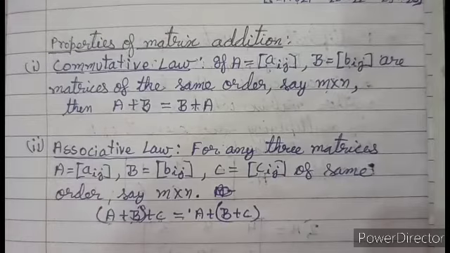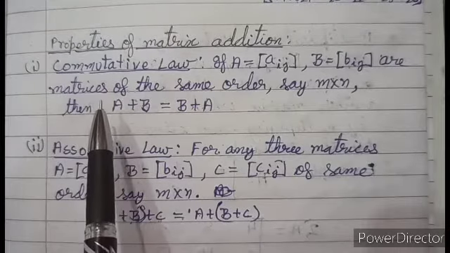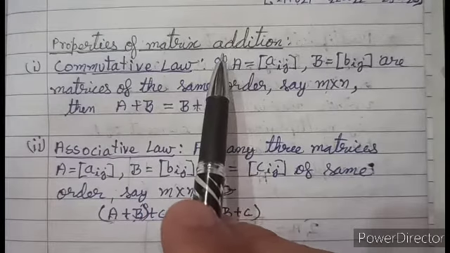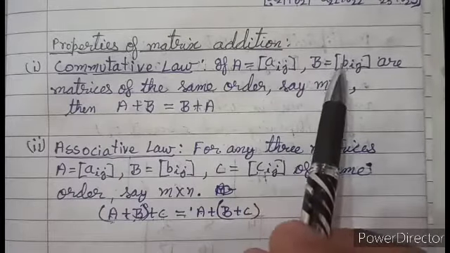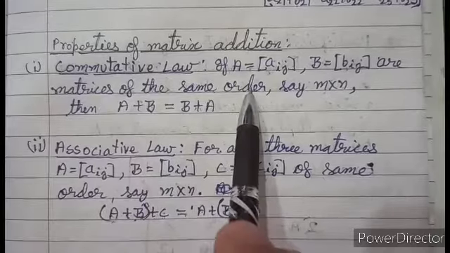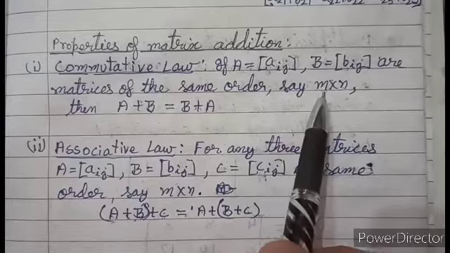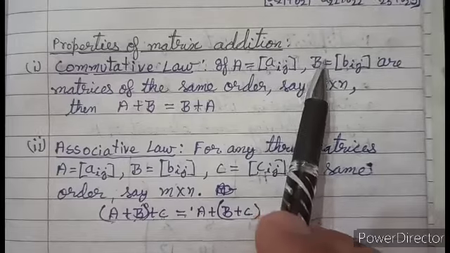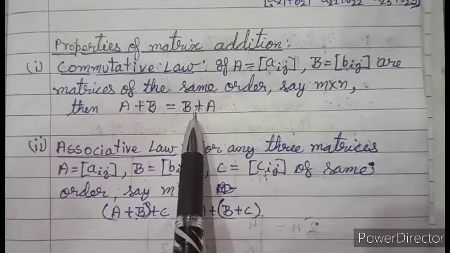Now come to the properties of matrix addition. Commutative law. Matrix addition always follows the commutative law. If A equal to Aij and B equal to Bij are two matrices of the same order, as we know, if we are adding matrices they should be of the same order, say m by n, then we can say that the sum of A and B is equal to the sum of B and A, or we can say A plus B is equal to B plus A.